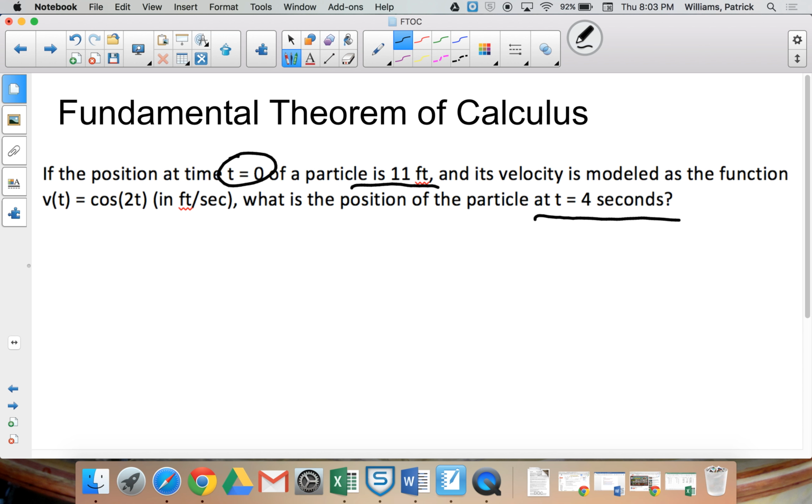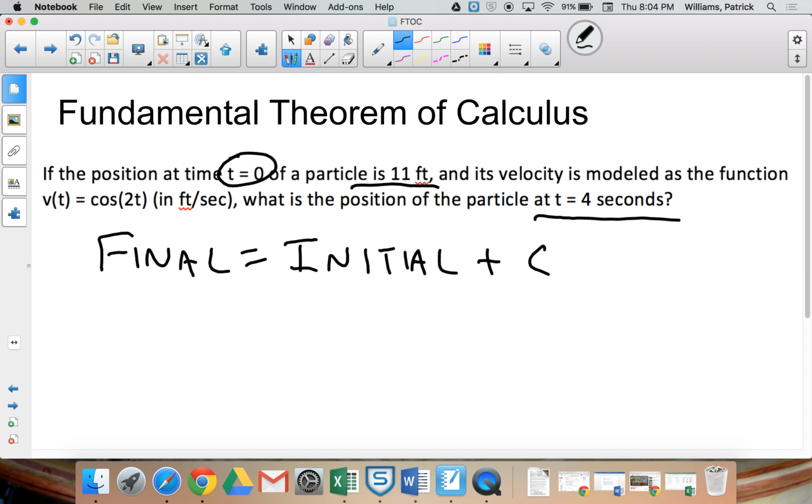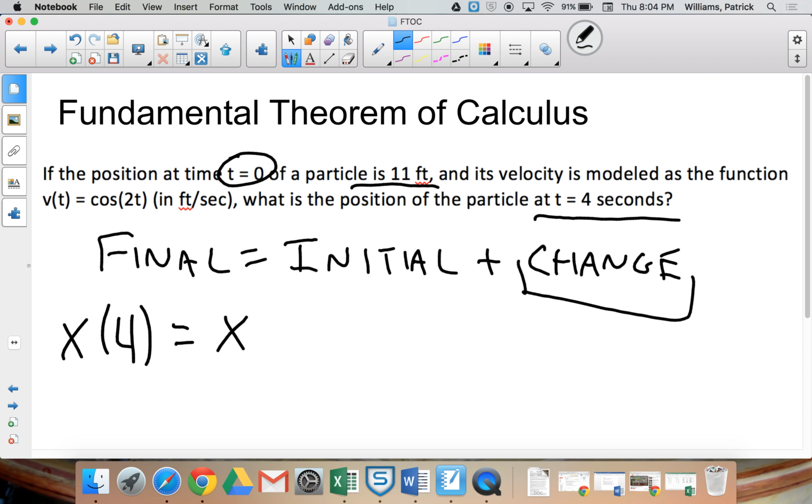So this is something that I'm going to write down right here, which will help you a lot when you're solving more real-world applied problems using integrals like this. Think about this, that a final value of something is always going to be equal to the initial value plus the change. And again, if an integral represents a net change, this portion right here is going to be the integral. So if we want, let's say, x of 4, that will be equal to x of 0 plus the integral from 0 to 4 of v of t dt.